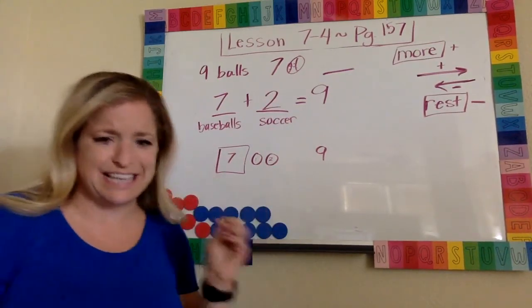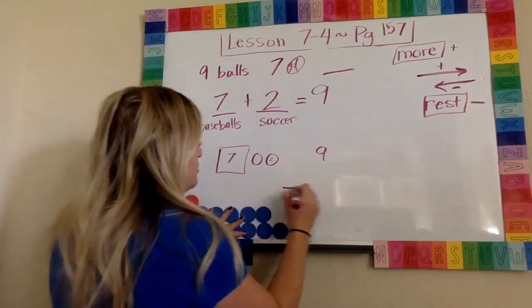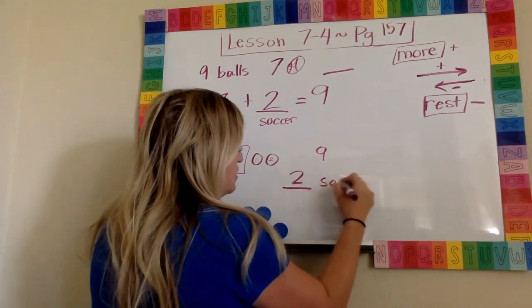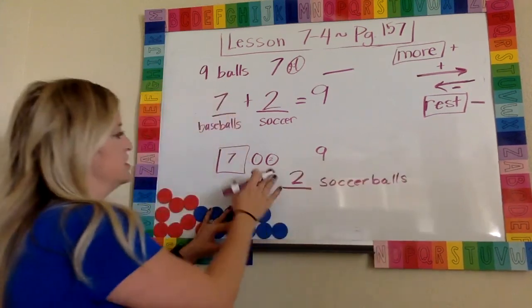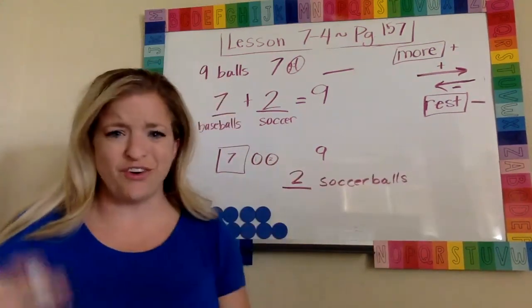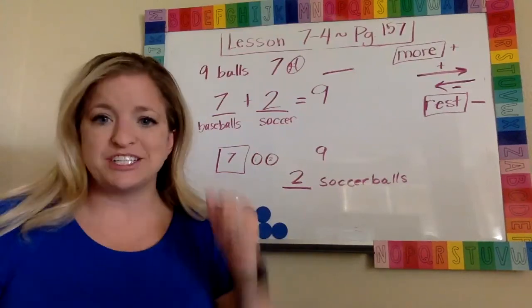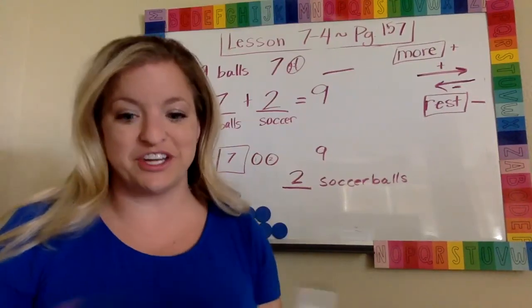Hopefully this is making sense. If not, let me know. So you're going to put in a 2 for the soccer balls. We're counting on to subtract. Counting on is hard, I know, but you gotta keep going. That's the only way you're gonna get better.